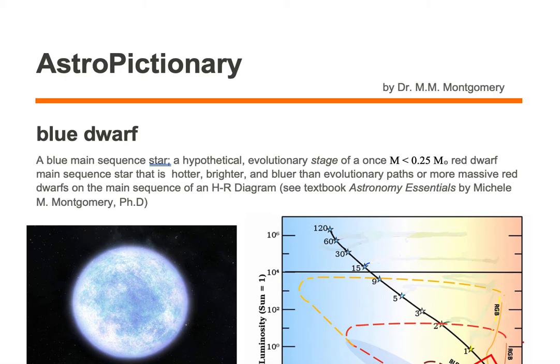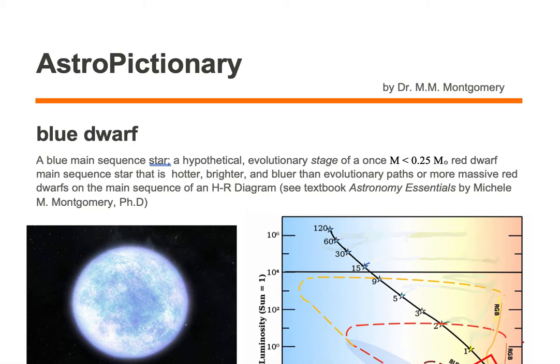A blue dwarf has two definitions. The first definition is that a blue dwarf is a main sequence star. The second definition is that a blue dwarf is a hypothetical evolutionary stage of a once M less than 0.25 solar mass red dwarf main sequence star that is hotter, brighter, and bluer than evolutionary paths of more massive red dwarfs on the main sequence of an HR diagram.